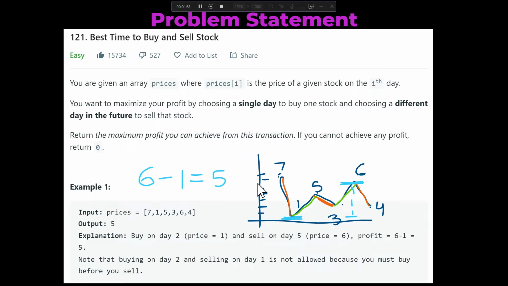So I've drawn that diagram just to illustrate that. From this graph we can see that we can buy on this day, which is 1, and sell on this day: 5 minus 1 is 4, we make a profit of 4. And again here, highlighted in green, 6 minus 3 is 3, so 4, 3, but 6 minus 1 is 5. So from here we can see that we have to choose the lowest price to buy and the highest price to sell.